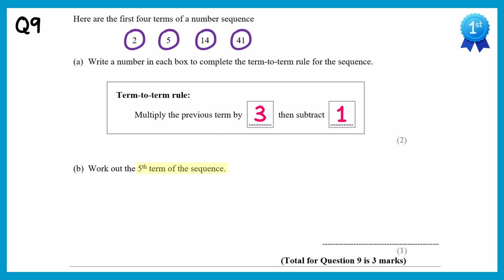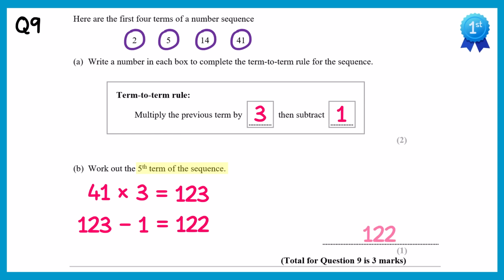In part B of the question, we need to find the fifth term of the sequence, so we'll just continue with this rule. We'll start with 41 and multiply by 3. Remember, use your calculator for this, and you should get 123. And then we subtract 1 from this, and 123 subtract 1 is 122. So the answer is 122.